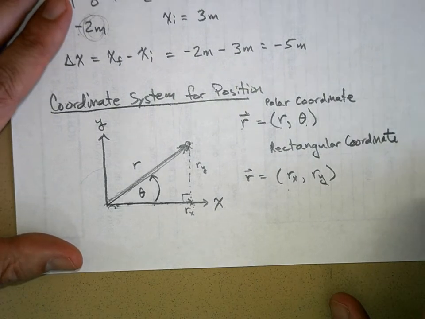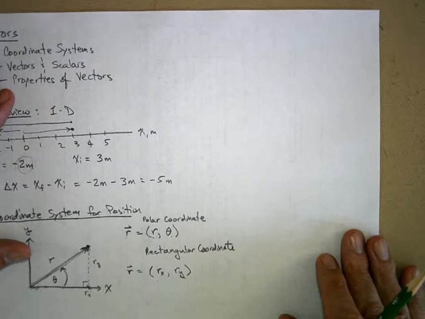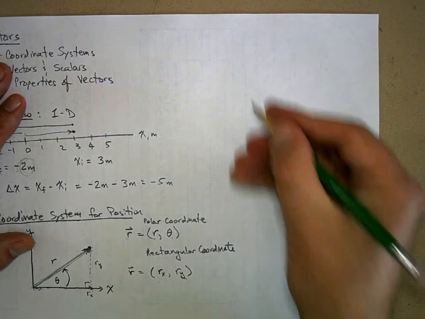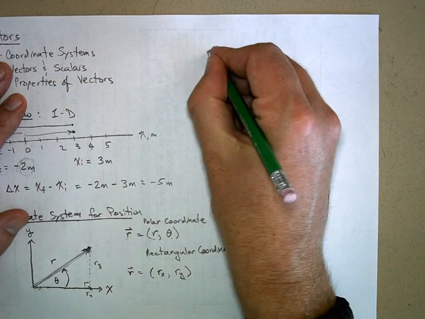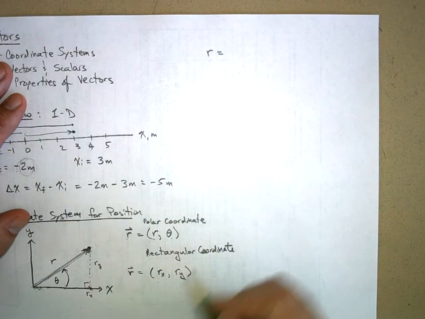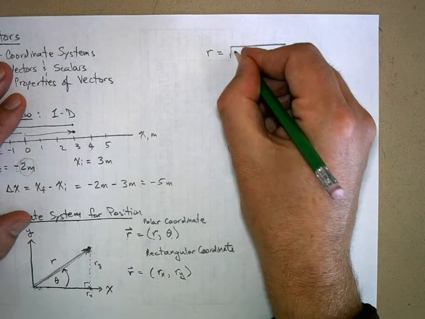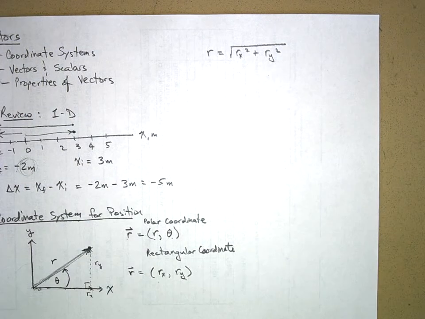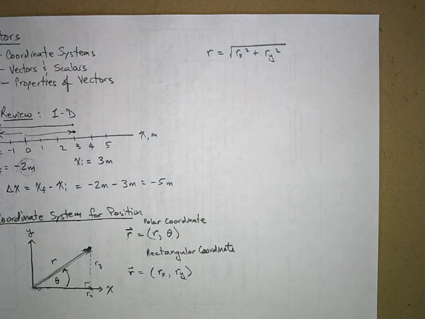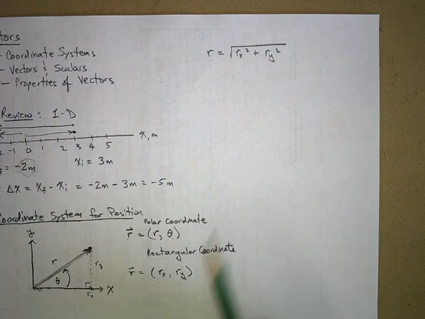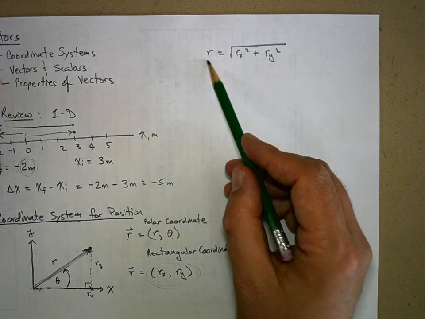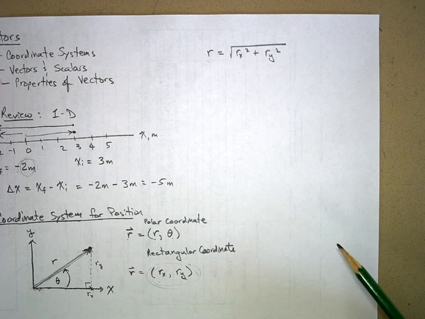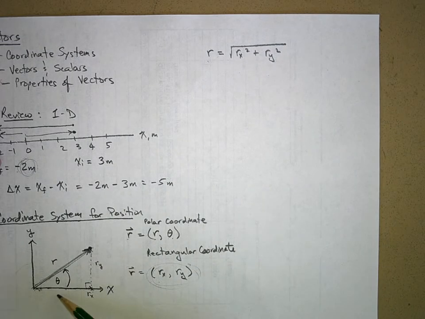So let's go with the Pythagorean Theorem. I think I'm pronouncing that right. So you say, well, r is equal to the square root of the x component squared plus the y component squared. And so if I give you the rectangular coordinates, you can use this to figure out the magnitude of the whole thing, how long this is right here. Now the angle is a little trickier.